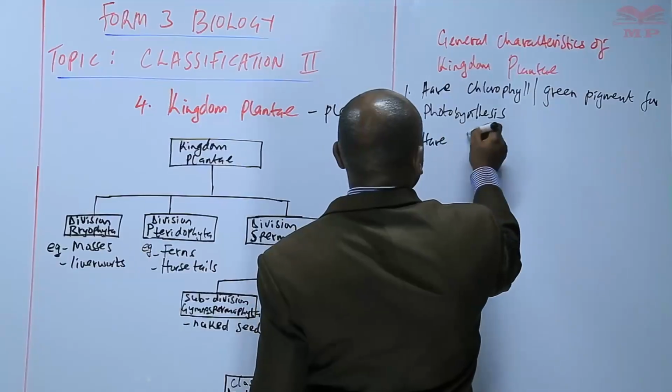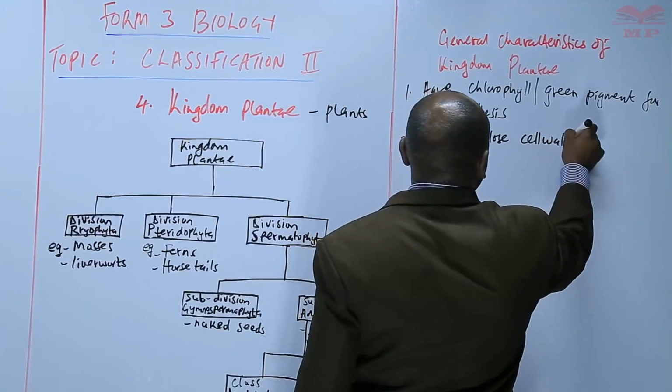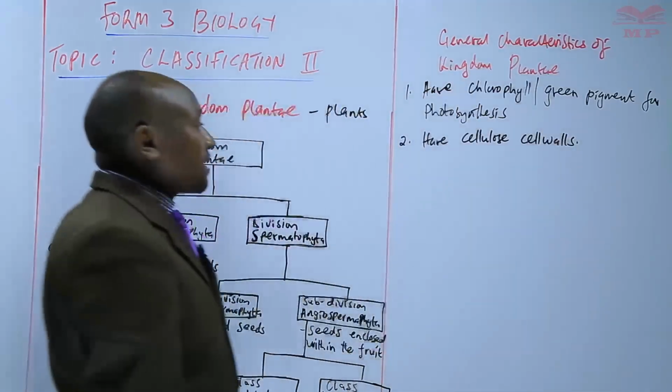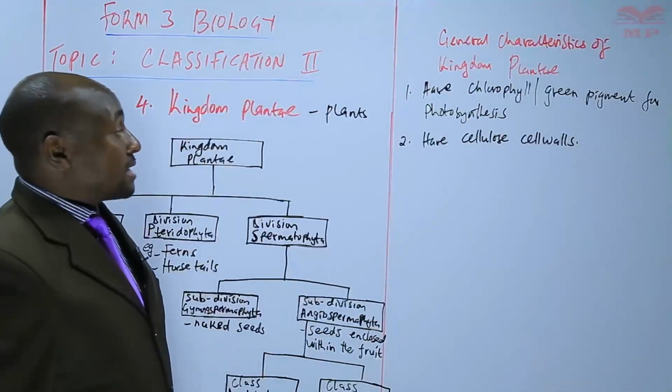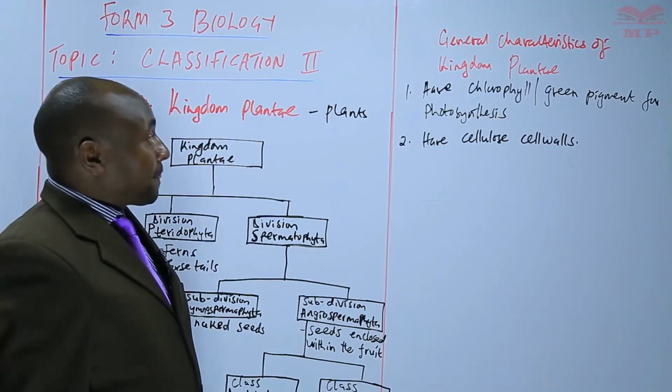They have cellulose cell walls. Their cell walls are made of cellulose, which is a carbohydrate. That's another unique feature of the Kingdom Plantae.